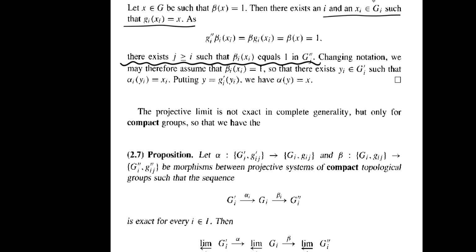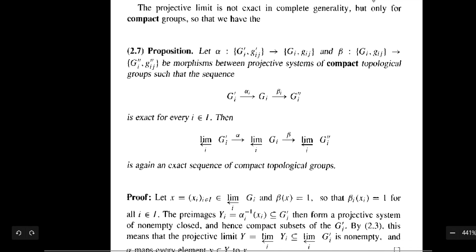The projective limit is not exact in complete generality, but only for compact groups, so we have the proposition: let alpha and beta be morphisms between projective systems of compact topological groups, such that the sequence is exact for every I. Then the projective limit is again an exact sequence of compact topological groups.